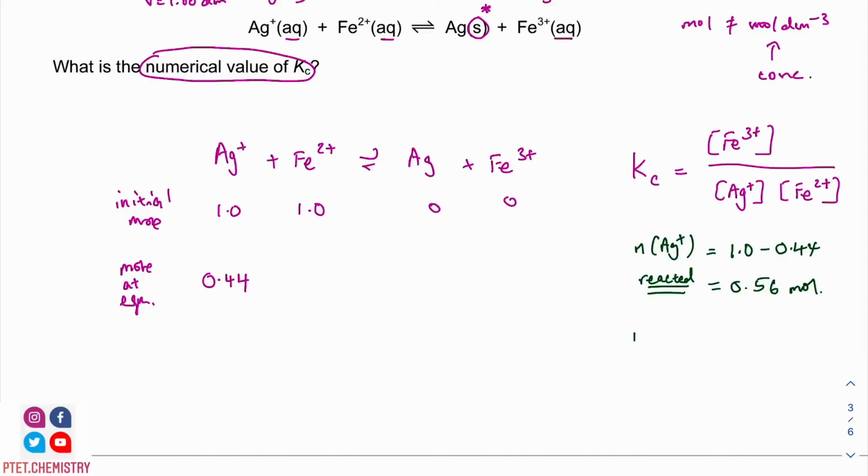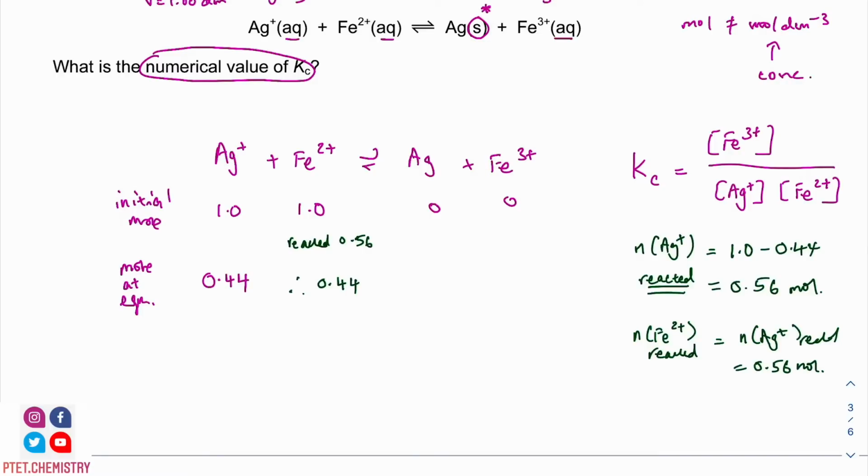Alright, and as you can see from the balanced equation, 1 mole of Ag+ reacts with 1 mole of Fe2+. So the Fe2+ reacted is equal to the mole of the Ag+ reacted, which is 0.56 mole. If you started with 1 mole, then you reacted 0.56 mole, therefore you will also end up with 0.44 mole. And importantly also, 1 mole of Ag+ reacts to form 1 mole of Fe3+.